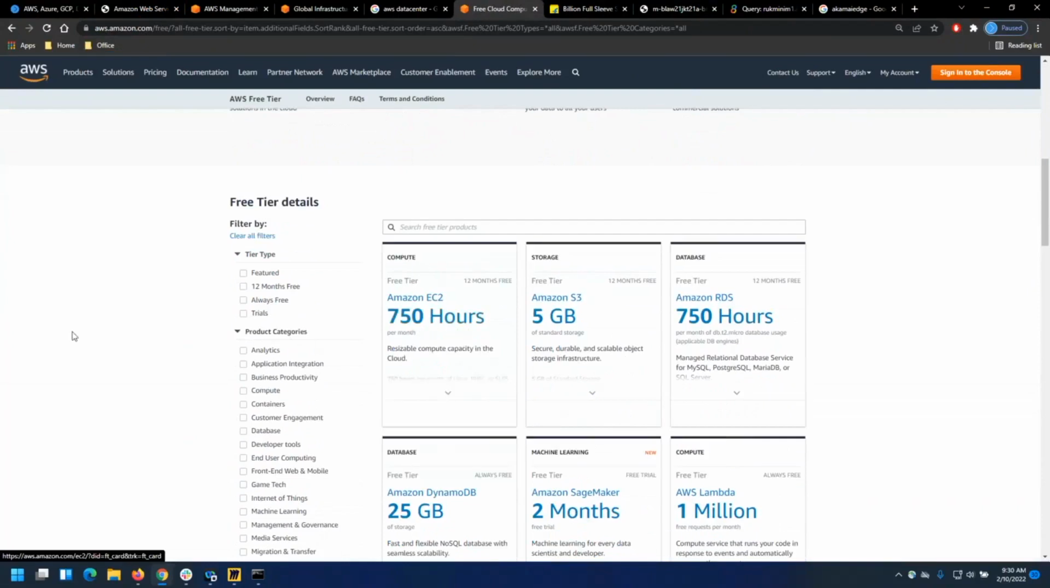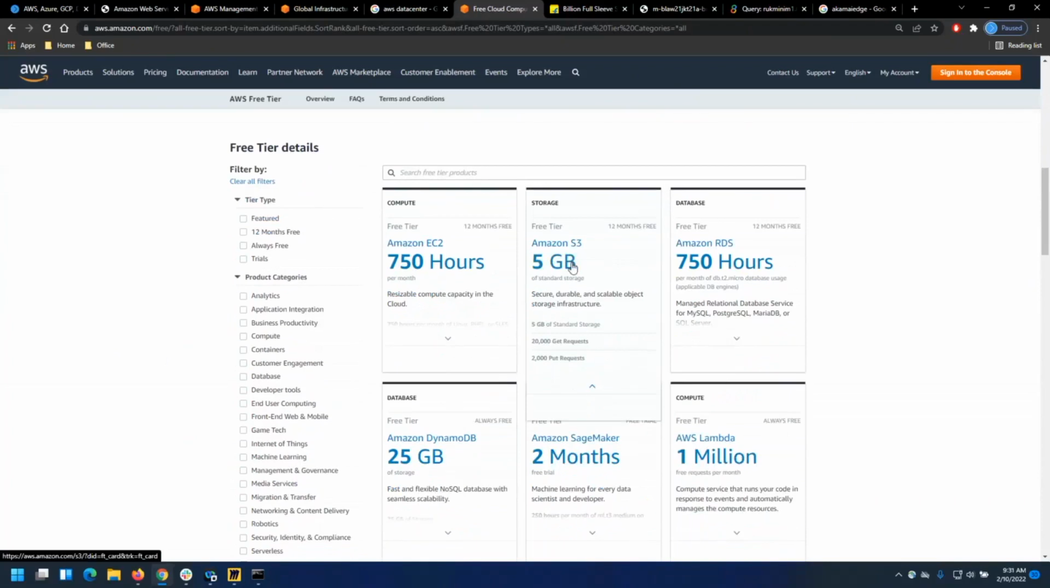750 hours. I've kept it as 730 for the safer side. Windows, Linux, whatever the machines, but you need to deploy only T2 micro or T3 micro, I doubt. Some of the accounts will not be enabled with T3 micro. And similarly, you can save up to 5 GB of storage in a month for free in your storage account. If you go beyond that, it is chargeable.